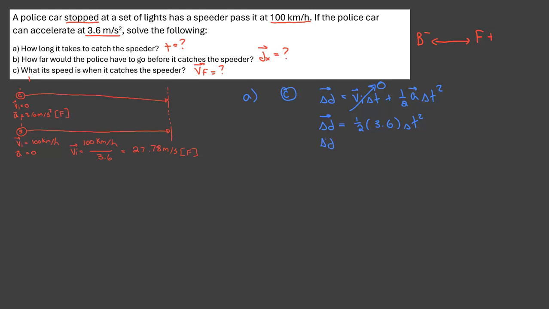Or, finally, delta D equals 1.8 delta T squared. Next, I'll do the same thing, but set up my equation for my speeder. Here, I'll use the same equation, delta D equals VI, initial velocity, times our time, plus 1/2 times our acceleration times time squared. With our speeder, we don't have an acceleration, right? So our acceleration is 0, so 0 times 1/2 times our time will make the whole term go to 0.